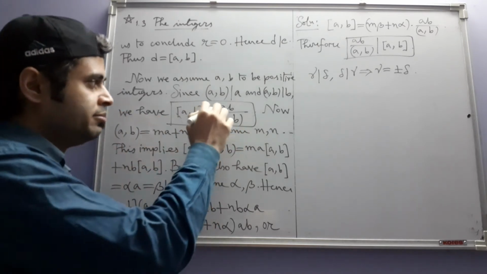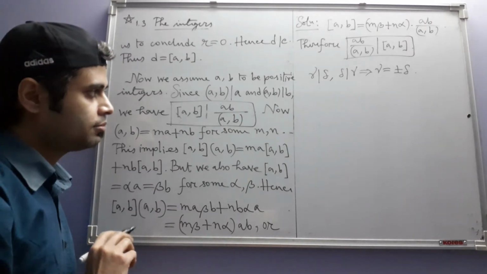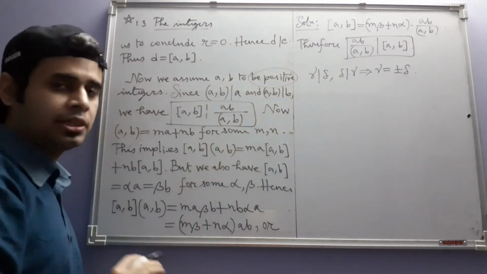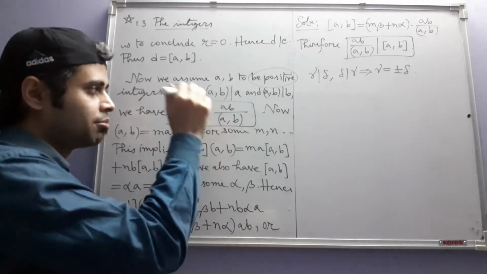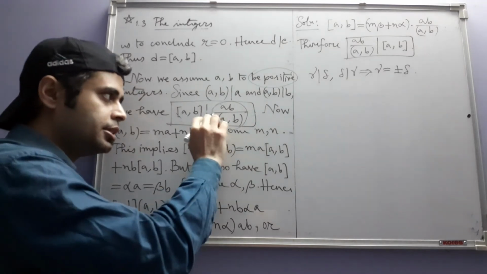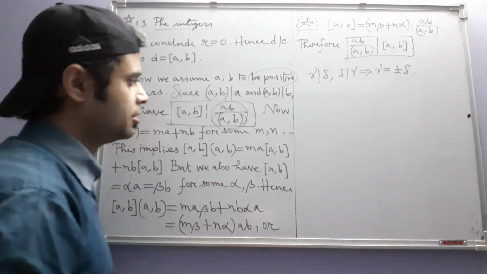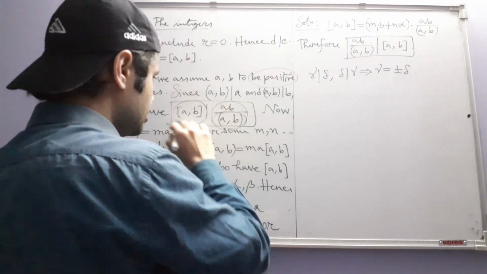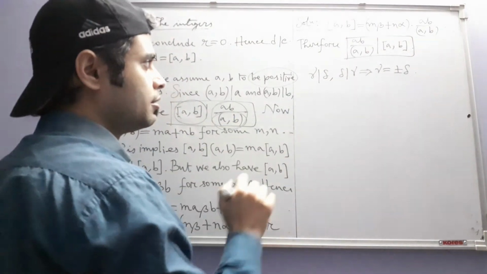But A and B are both positive, right? See, that was the additional assumption. A and B are already non-zero, but one or both of them may be negative. But now additionally A and B are positive. So this is a positive integer. GCD by definition is positive, but now A and B are positive, so this is a positive integer. And that's why this is also a positive integer by definition. So there cannot be any minus sign.